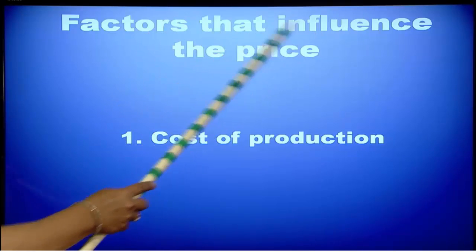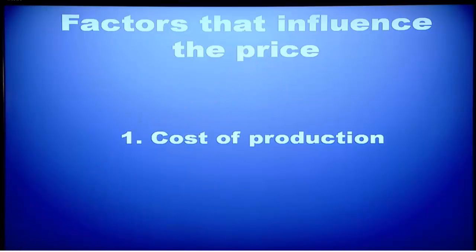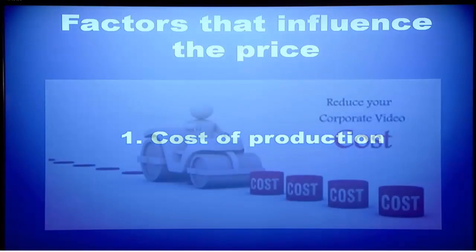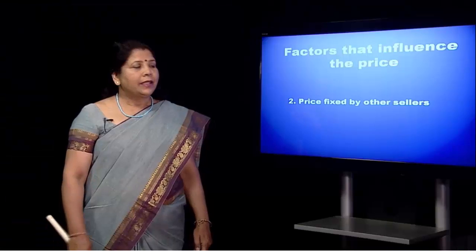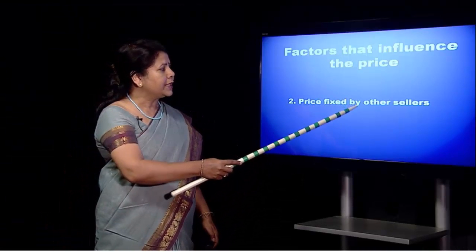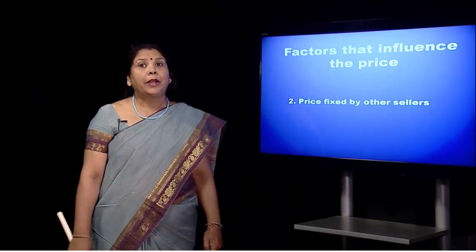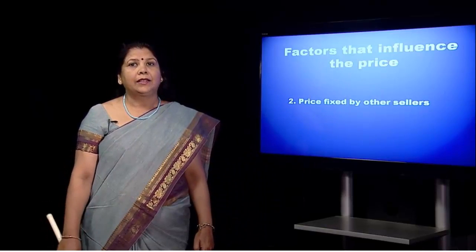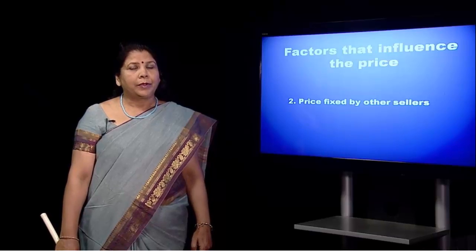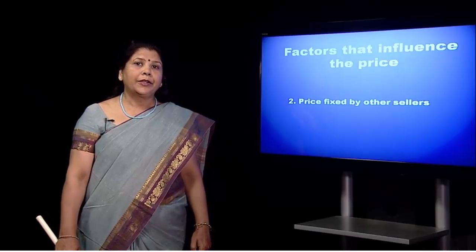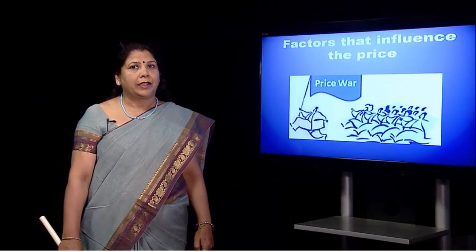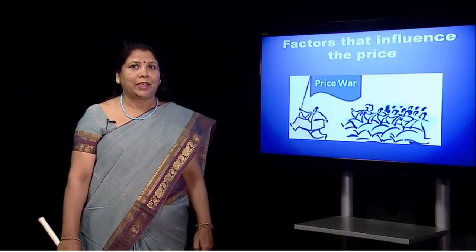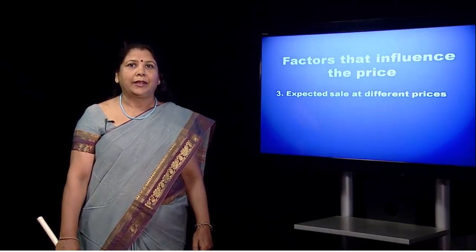Factors that influence the price are: number one, the cost of production. This picture tells much more than 1,000 words. The second factor which influences the price is the price fixed by other sellers in the market. So, a producer will fix a price according to the price which is fixed by other sellers in the market. Yes, it can also be a big price war out there.